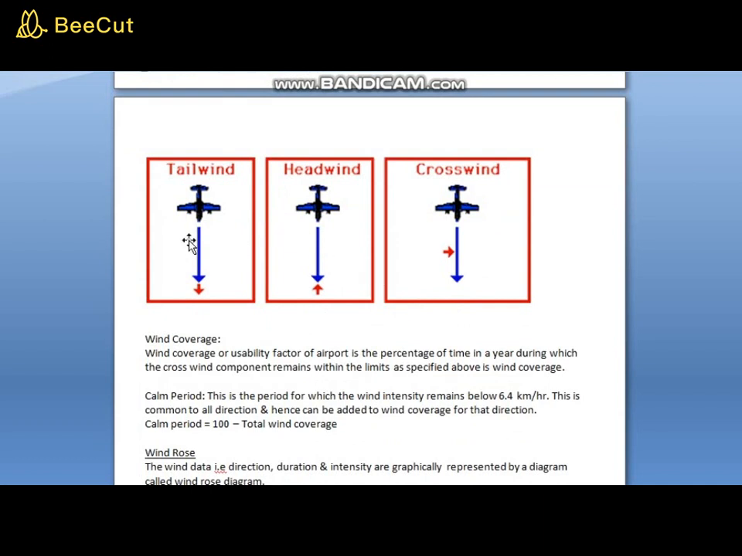So this is the tailwind. This arrow indicates the direction of wind. This is tailwind, this is headwind, and this is crosswind.